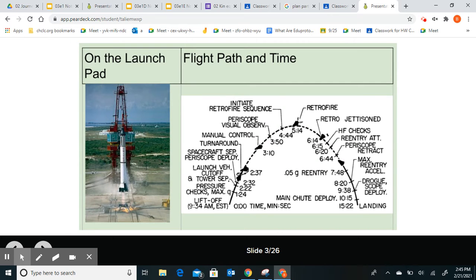All right, so we've seen this graphic before. This is the total flight of Freedom 7, the whole 15 minutes it went from up to down. And today we're going to focus on from 2 minutes and 22 seconds to 5 minutes and 14 seconds. This is our phase 2, and this is where it is moving up and slowing down.